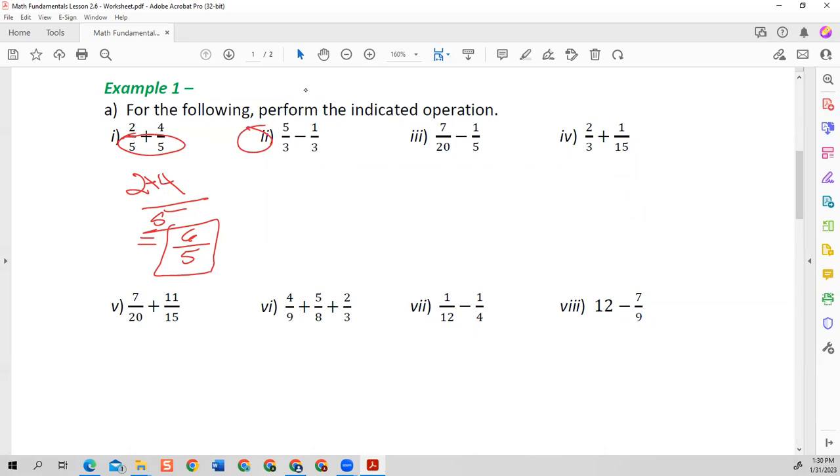Looking at this one here, you notice the denominators are the same, so we can go ahead and subtract straight across. 5 minus 1 over 3, which 5 minus 1 is 4, gives me 4/3.